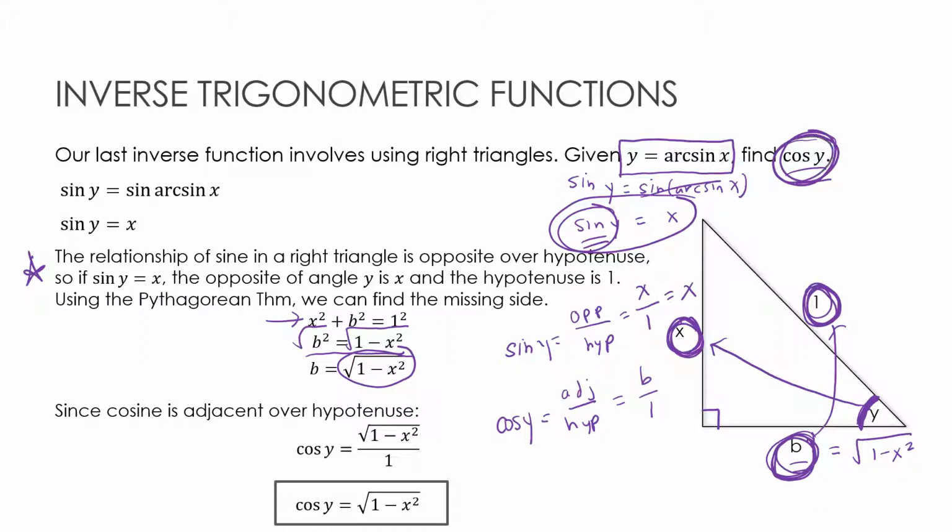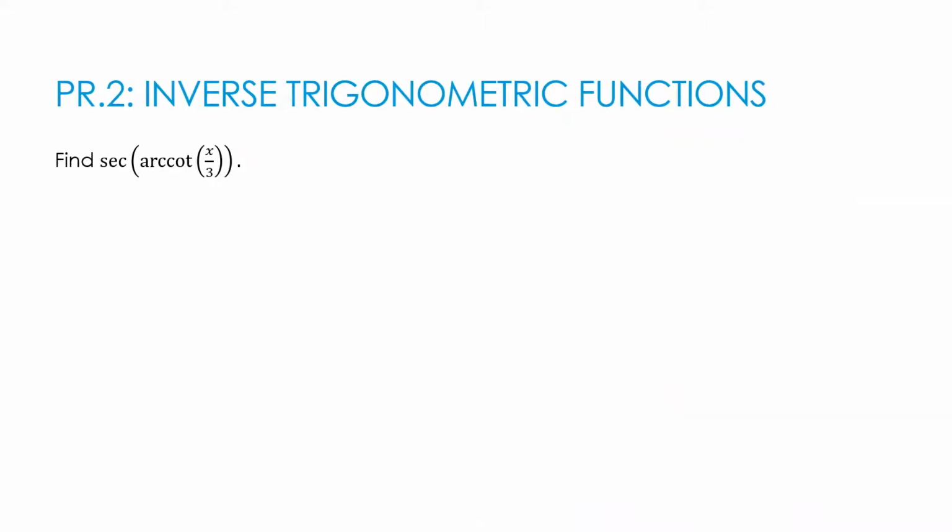If I want to find the cosine of y, I'm then replacing b with the square root of 1 minus x squared, over 1, because that was the hypotenuse. And notice that is my solution. Cosine of y equals the square root of 1 minus x squared. So it has everything to do with just drawing yourself a triangle and using the Pythagorean theorem.